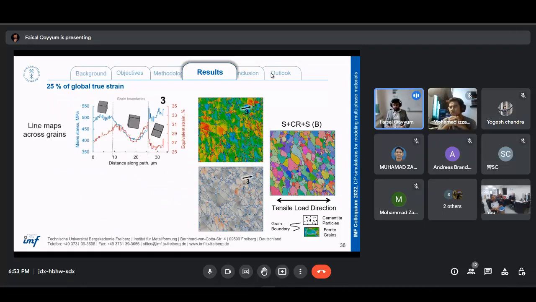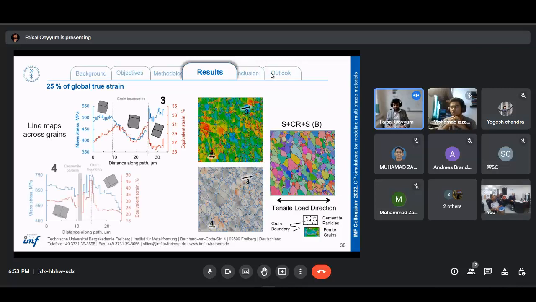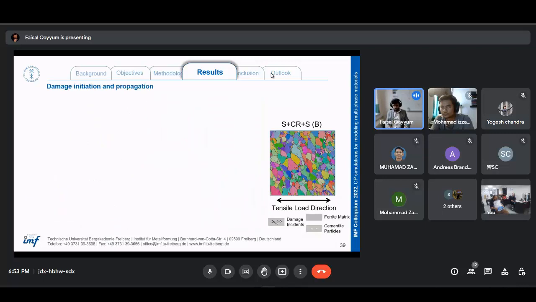Again, we can also map how the stresses and strains are changing across different grains in two different regions. We see that when the grain is aligned at 45 degrees to the loading axis, for example in the top graph, in the middle we see significantly lower stress and also relatively higher strain. On the other hand, it is not the case for the other grains. So we can post-process the results in different manners.